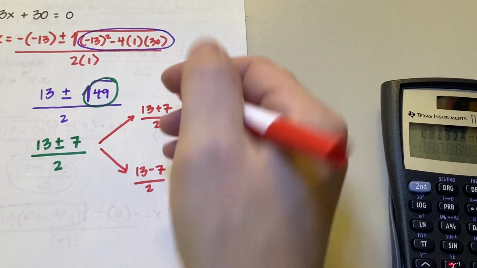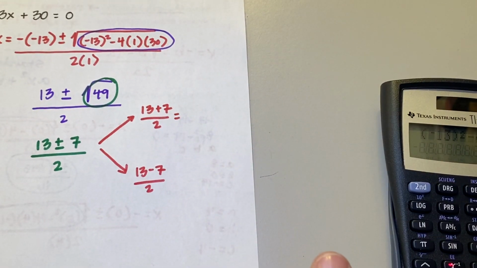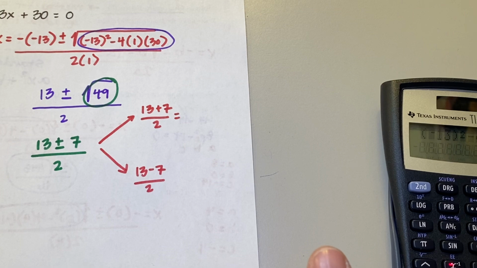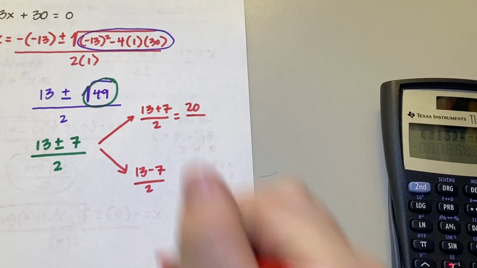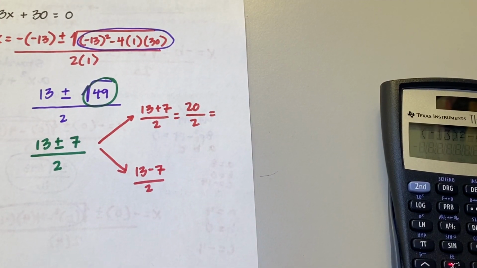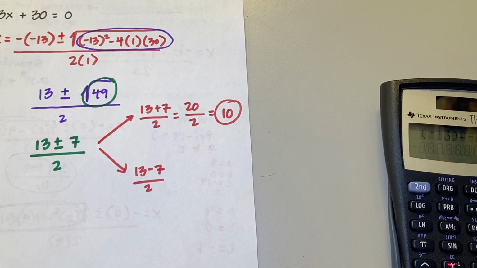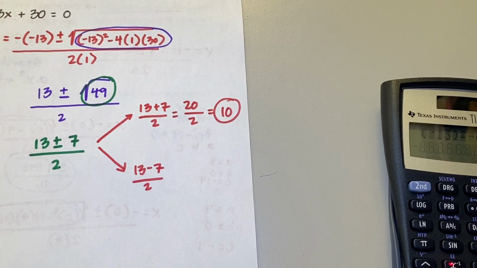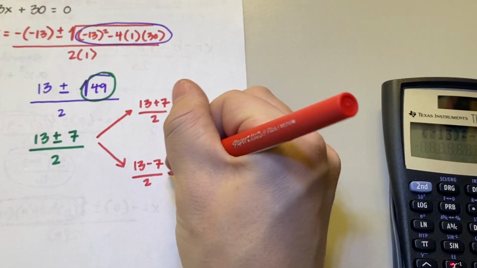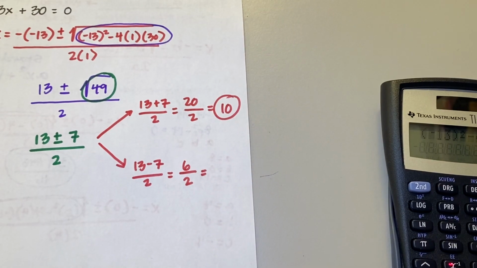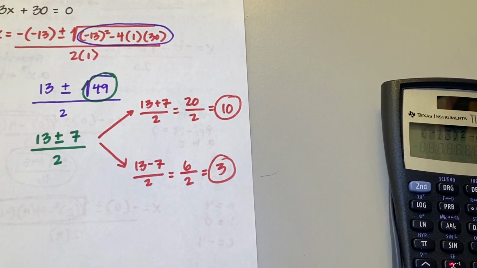Let's figure out what these are. 13 plus 7 on top. What's that going to give me? 13 plus 7. 20 divided by 2. What is 20 divided by 2? 10. That's kind of a pretty answer. 10. It's our first answer. Okay, let's do our second answer then. 13 minus 7. 6. What is 6 divided by 2? That's also a pretty answer.